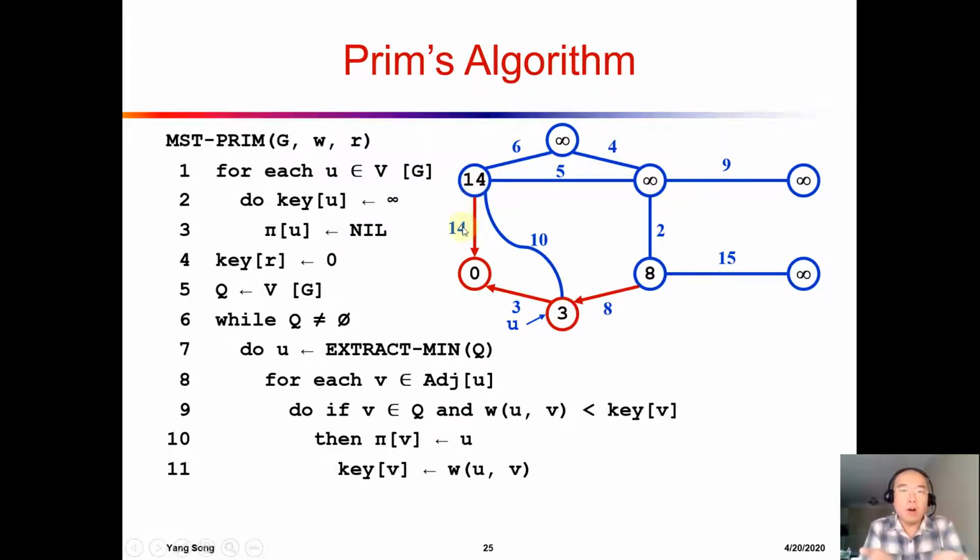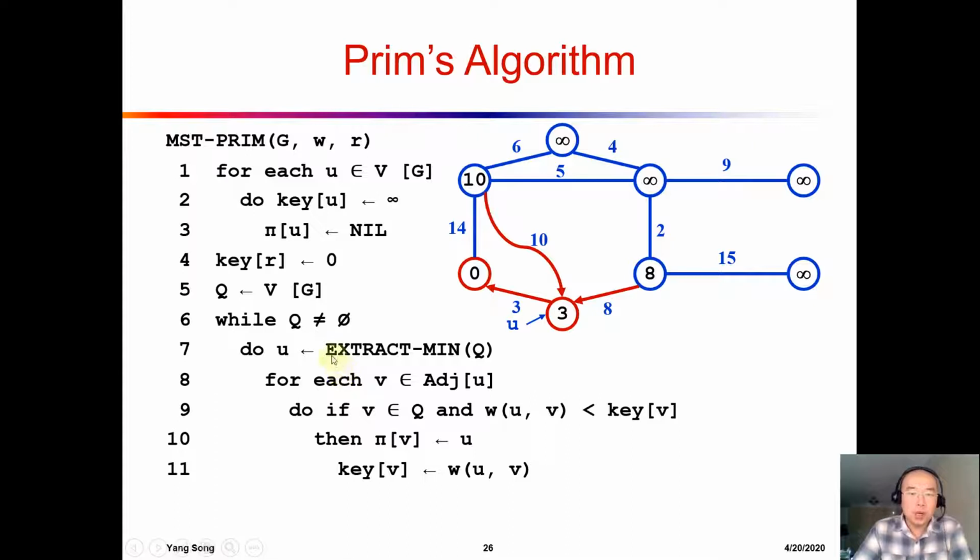Now I can offer you another chance to lower your cost, and still you are connected to the MST. The way is I can use this path instead of the path of 14, right? So in this case, I'm going to update the red edge, and then I'm going to update the value from 14 to 10. Okay, so that's it for the next step.